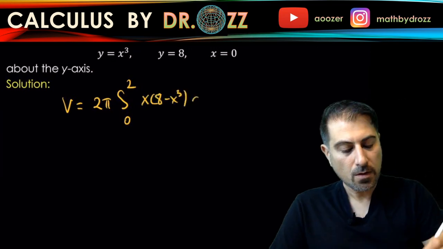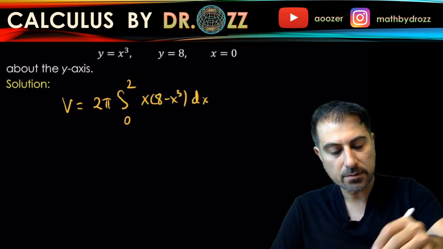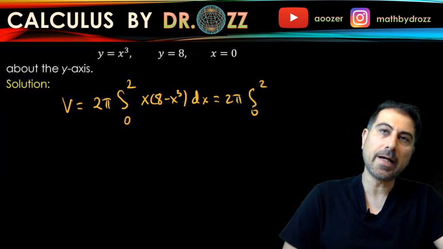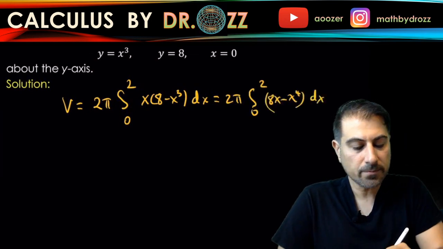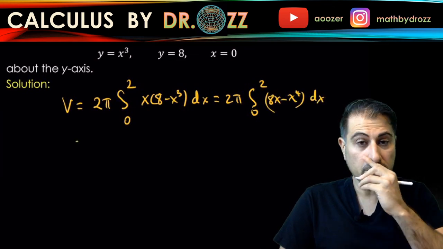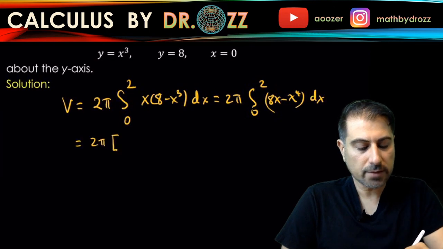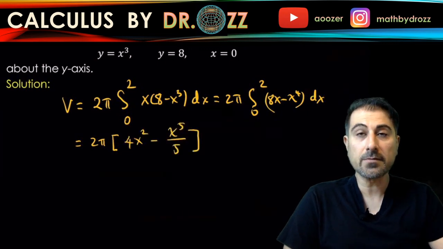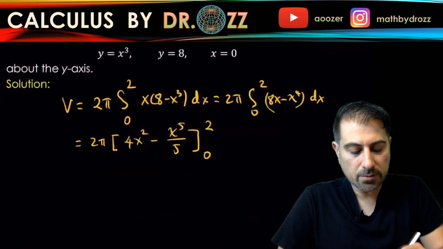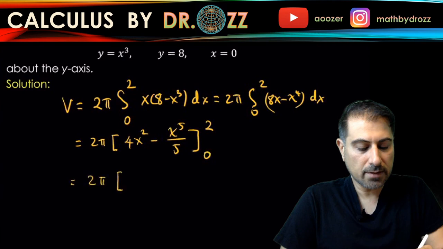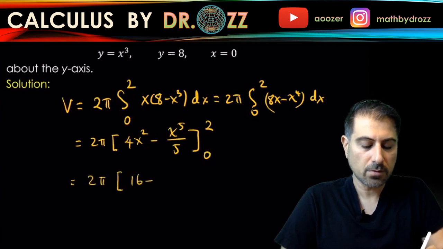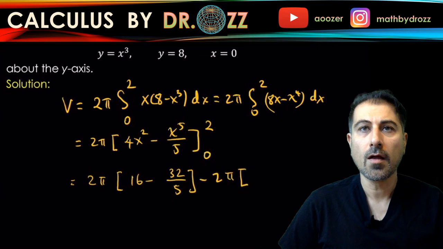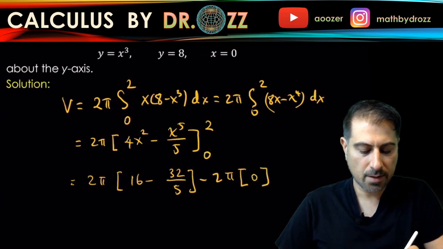Let's simplify this real quick. This is 2 pi times the integral of 8x minus x to the 4th dx. Let's find the antiderivative in one shot. This is 8x squared over 2, so 4x squared, minus x to the 5th divided by 5, from 0 to 2, using the fundamental theorem of calculus. Plugging in 2: 2 squared is 4, times 4 is 16, minus 2 to the 5th over 5, which is 32 over 5, times 2 pi. When you plug in 0, it's all zeros. If you simplify that, this is 96 pi over 15.